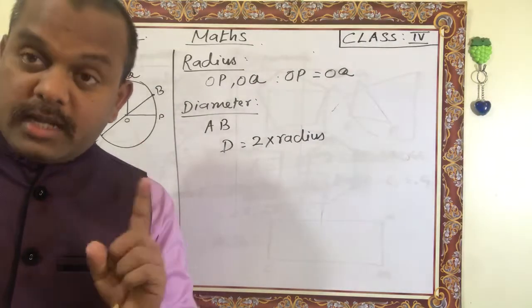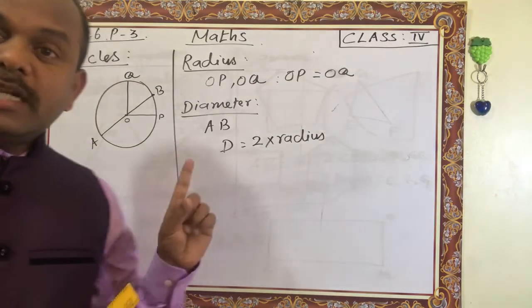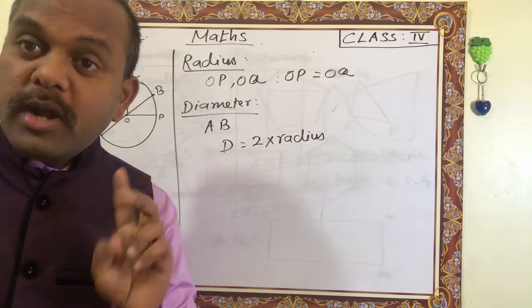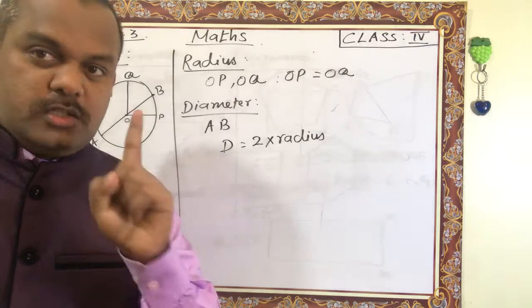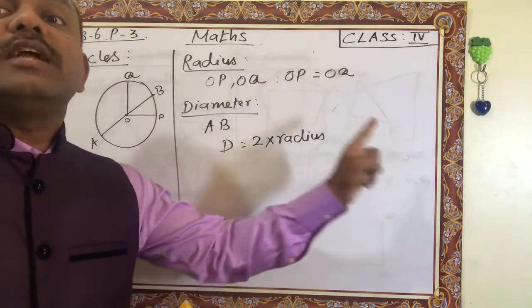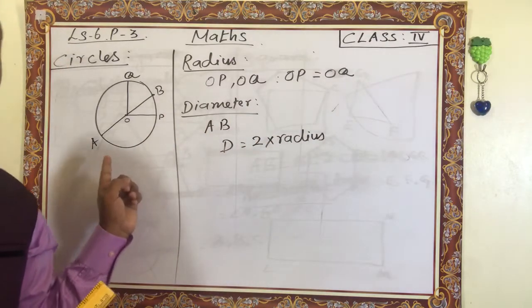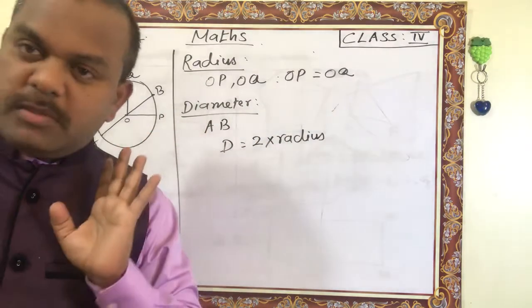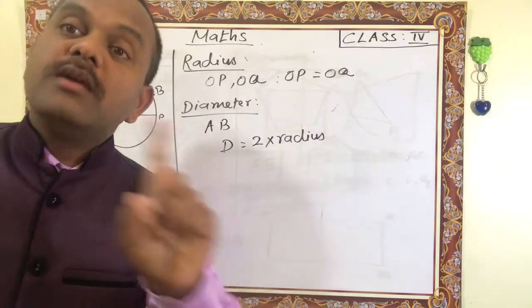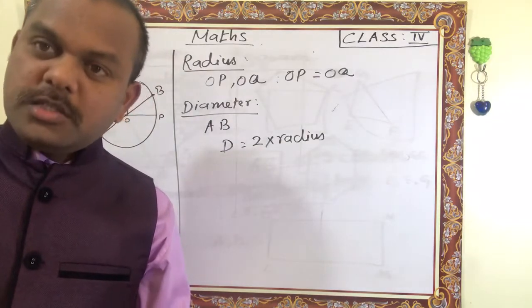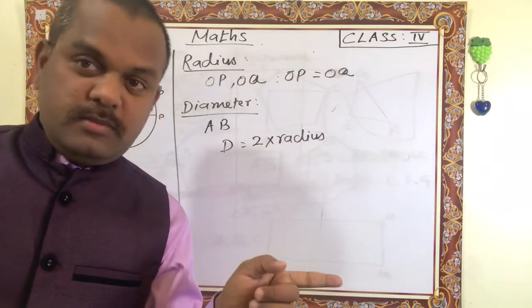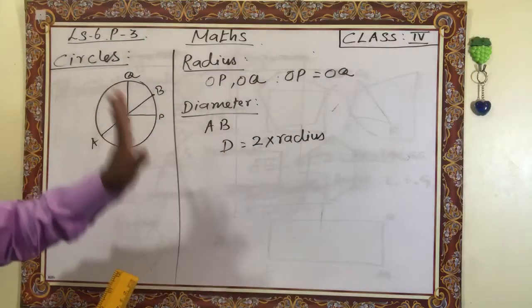Diameter means a line segment passing through the center of the circle and whose end points lie on the circle. This is the first point, second point. Diameter is equal to twice the radius. If diameter is 14 centimeter, radius is 7 centimeter. If radius is 5 centimeter, diameter should be 10 centimeter. If radius is 11 centimeter, diameter should be 22 centimeter. So this is the concept of diameter.